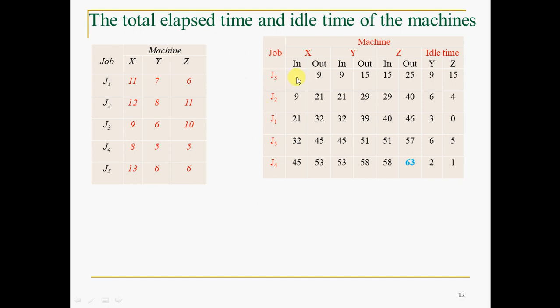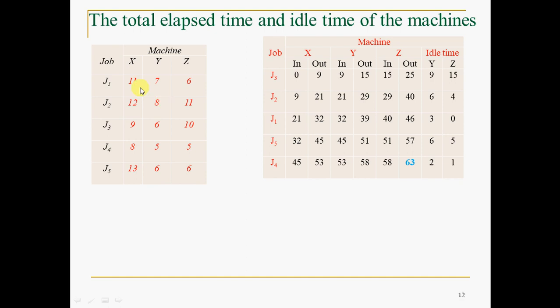So J3, always it will start with 0, 0th time it will enter. You have to go to J3. You concentrate on machine X, 9. So this will become the in time again. How we got this 21 means you have to switch over to this one, 2. It is taking 12 minutes, so 9 plus 12, 21. This 21 will become here, 21 plus something, 32.